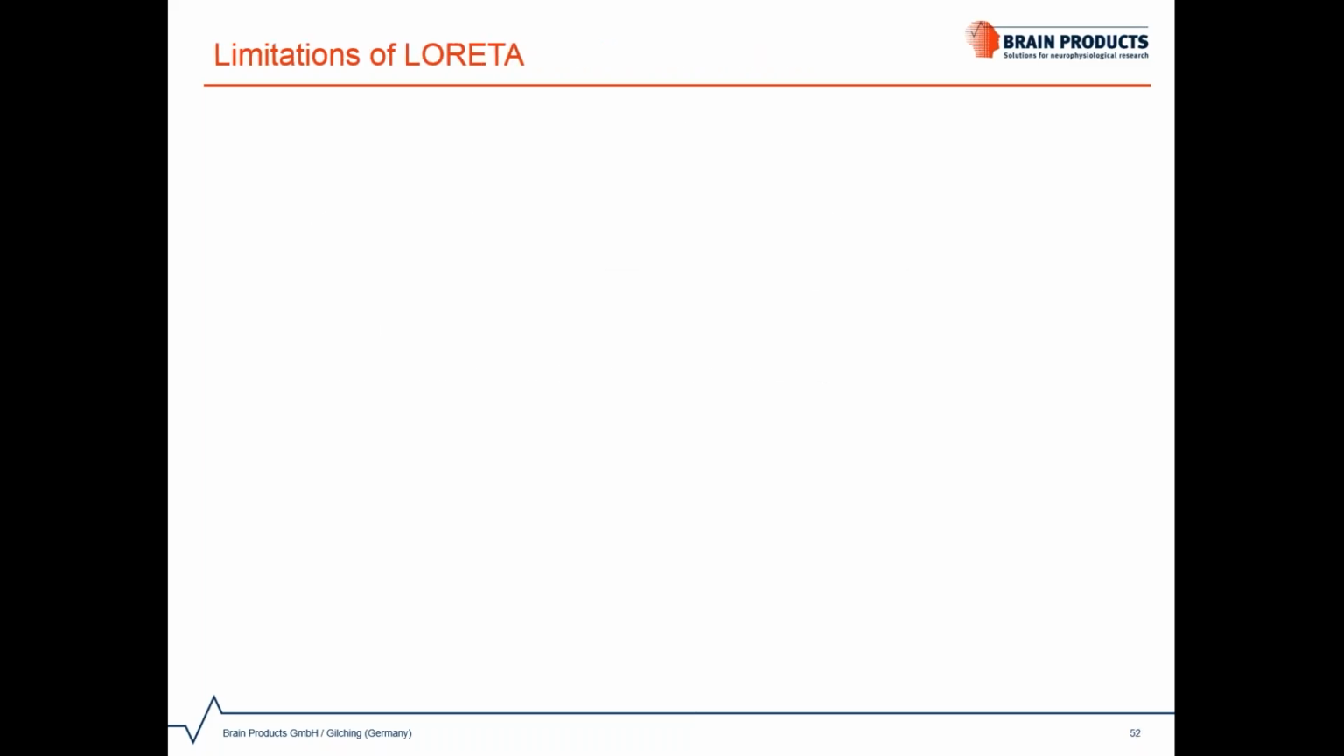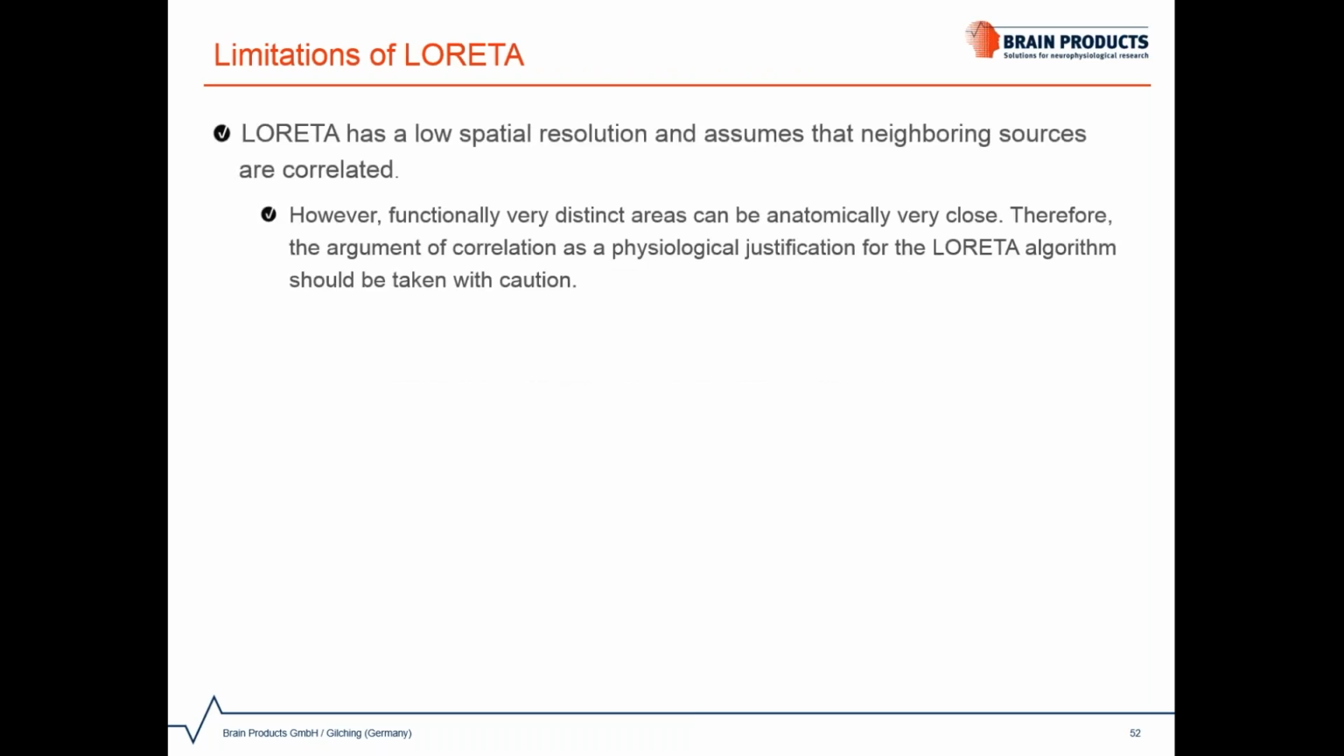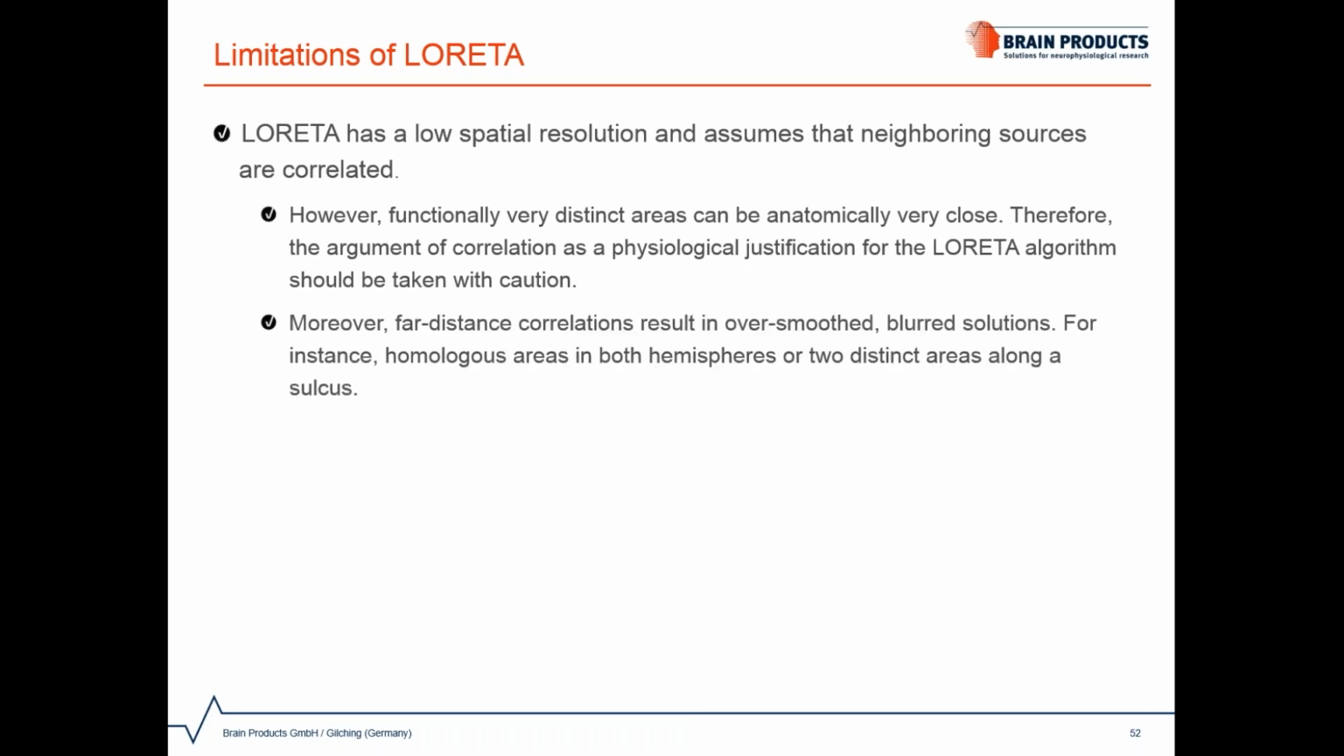Okay, so far we have seen and discussed interesting capabilities of LORETA in source imaging. It is also worth mentioning its limitations to be more cautious in interpreting the results. A general limitation is that it has a low spatial resolution. This is due to the assumption that the activity of neighboring neurons over a relatively large distance is correlated. As a consequence of this assumption, LORETA provides blurred activation maps, for example, activations that include homogeneous areas in both hemispheres or 2 distinct areas along a sulcus will be over-smoothed.